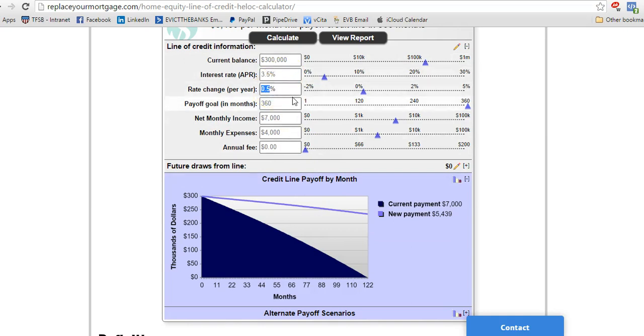Again, back to interest rates. What if you think interest rates will rise more than 0.5% each year? Let's say they rise every time the Fed meets. Okay, so let's do 1%. Well, as you can see here, the payoff went from 122 months to 125 months. So by increasing this by 0.5%, it only changed the payoff term by 3 months. What if it skyrocketed 2%?